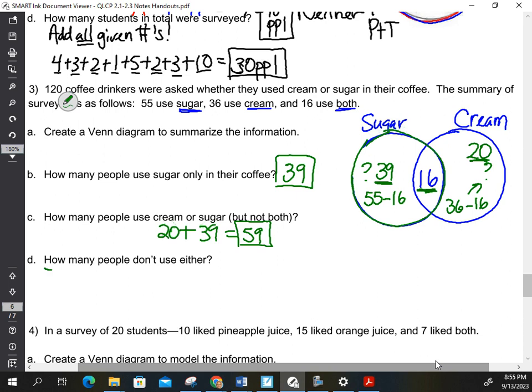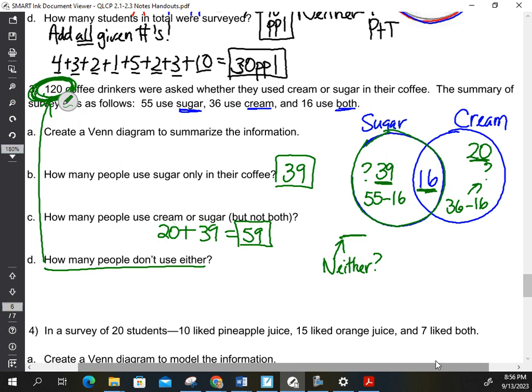Now, how many people don't use either? Remember, you had a total of 120. So that means you have some that use sugar, you have some that use cream, and there are people that don't use either. So there's a neither category out here, sitting out there. So we've got to take care of the neither. Let's do that.